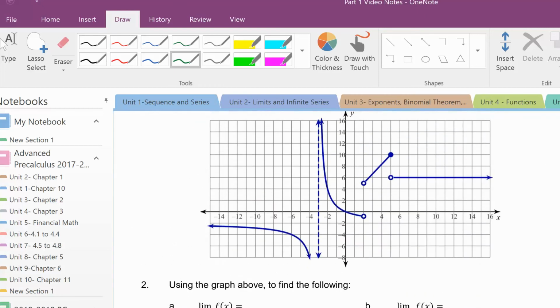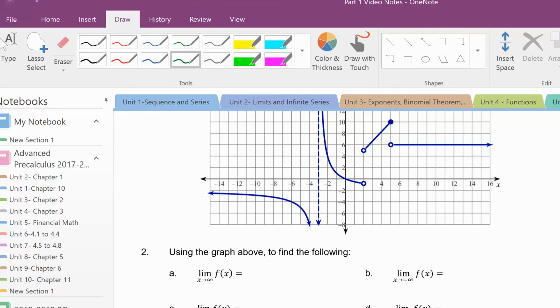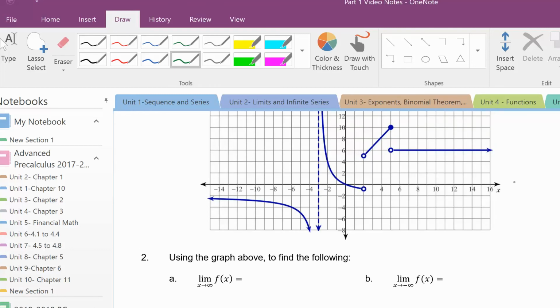All right, so let's look at the graph here. So notice as x approaches infinity, infinity is out here. Notice it's going towards 6. As x approaches negative infinity, notice it's going towards this y equals negative 2.